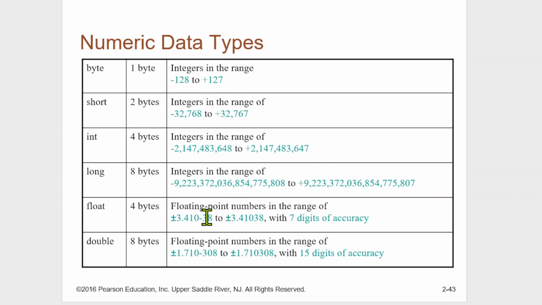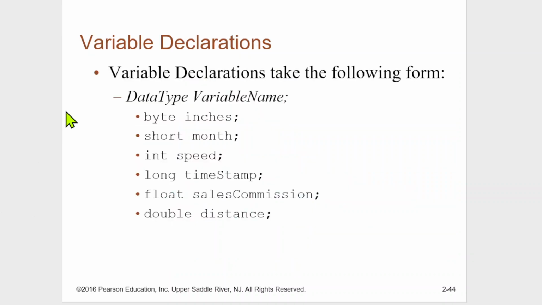Floating point numbers have a range of accuracy, and you can have decimals here with a float. Doubles can have decimals with 15 digits of accuracy, and the float has 7. I'm not sure what you'd be doing that needs numbers this big, but nothing I've ever done. So a variable declaration takes the following form: data type, variable name. So byte inches, short month, int speed, long time.